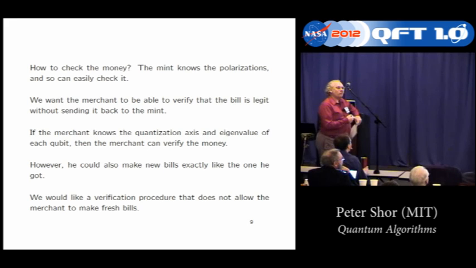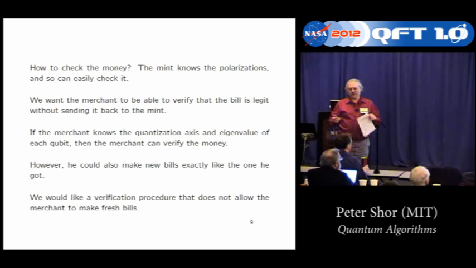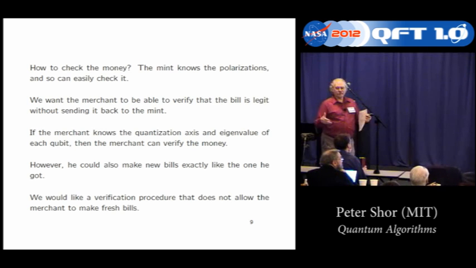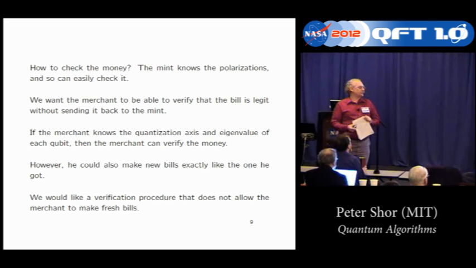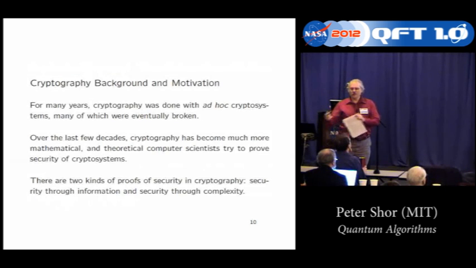And another possibility is the mint could tell the merchant the quantization axis and the eigenvalue of some of the qubits, and he could check those. But if a bunch of merchants got together, they could collect enough information to forge a bill they could pass. So that doesn't work either. So what we'd really like to do is make a verification procedure that lets you have a quantum state which you cannot clone, but which you can verify.